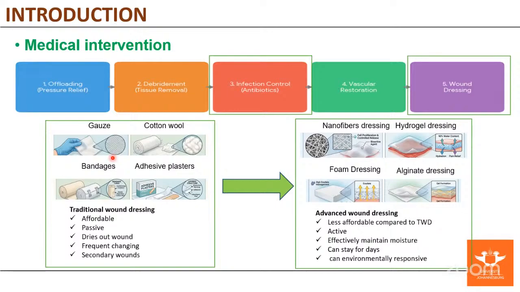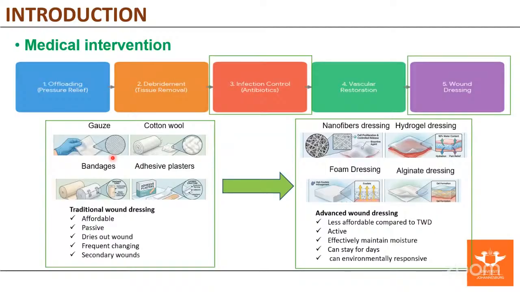So traditionally, wounds are dressed with gauzes, cotton wool, bandages, and adhesive plasters. Now, these are affordable, thus accessible. However, they are passive in nature, meaning they are only effective in protecting and isolating the wound environment. Outside of that, they have no functionality. And they have been reported to dry out the wound, and they require frequent changing. And during the frequent changing, they may result in secondary wounds.